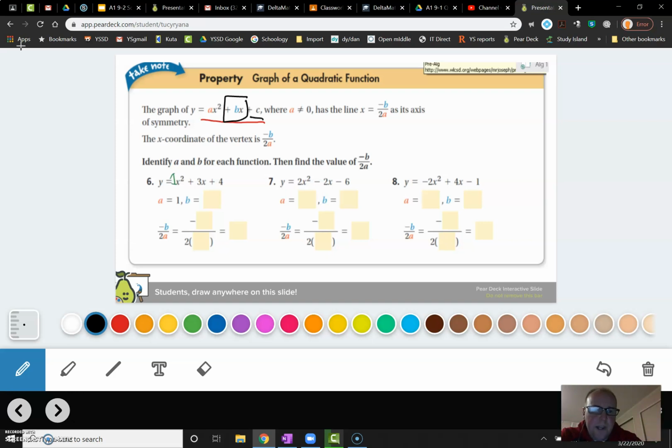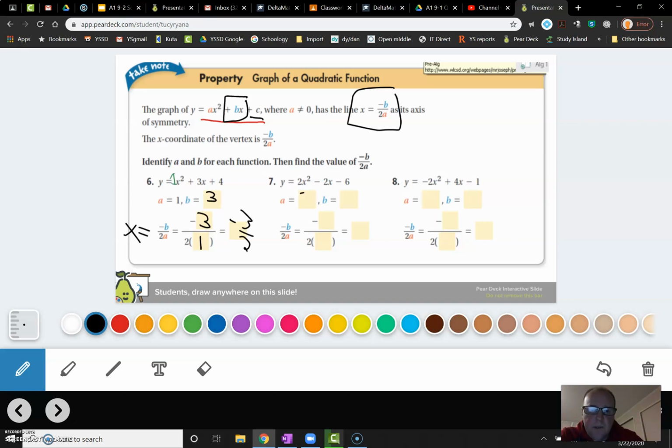So here's what we got. A is 1, B is 3. So what I have to do is negative b, so negative 3 over 2 times 1, so negative 3 over 2 is the axis of symmetry. Okay, so for that, it is that vertical line, so it's x equals, and that is the middle, that's the beginning of our vertex. So that's all we have to do to get started.